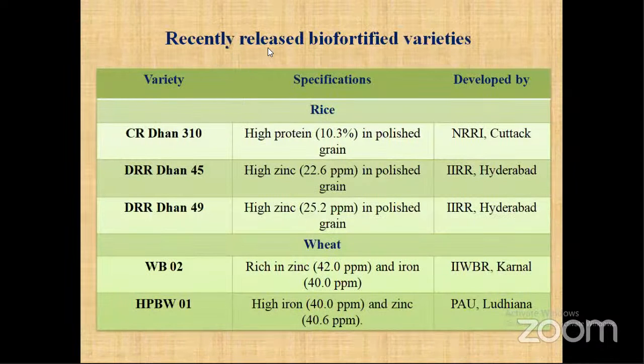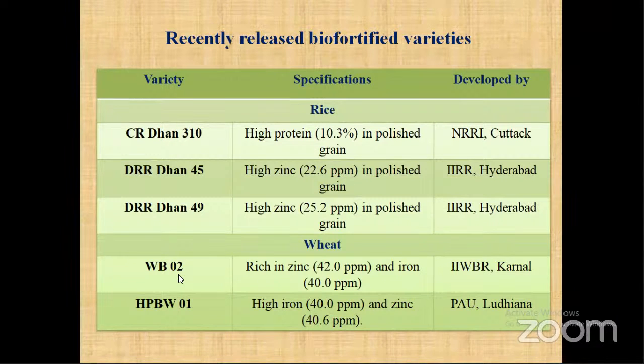In this table, we can see the recently released biofortified varieties. They are developed by ICAR. Here we can see first rice varieties. CR Dhan 310 is rich in protein. Generally, we know rice is poor in protein. CR Dhan 310 is rich in protein, developed by National Rice Research Institute, Cuttack. DRR Dhan 45 and DRR Dhan 49 are both rich in zinc. Both are developed by Indian Institute of Rice Research, Hyderabad.